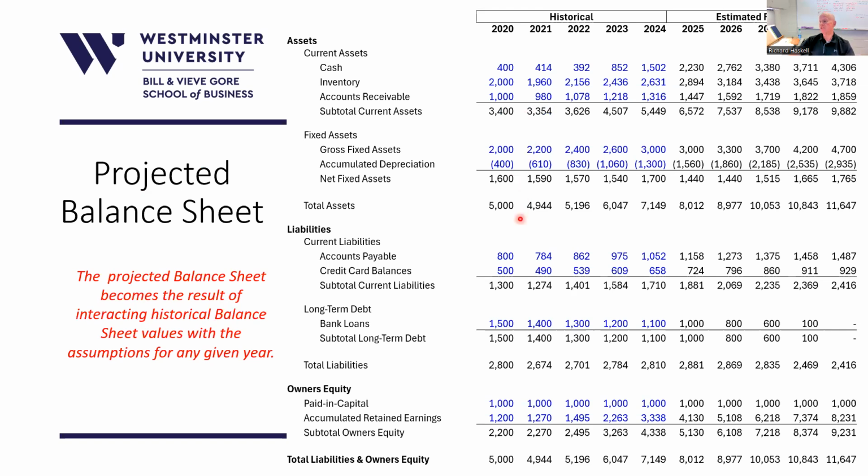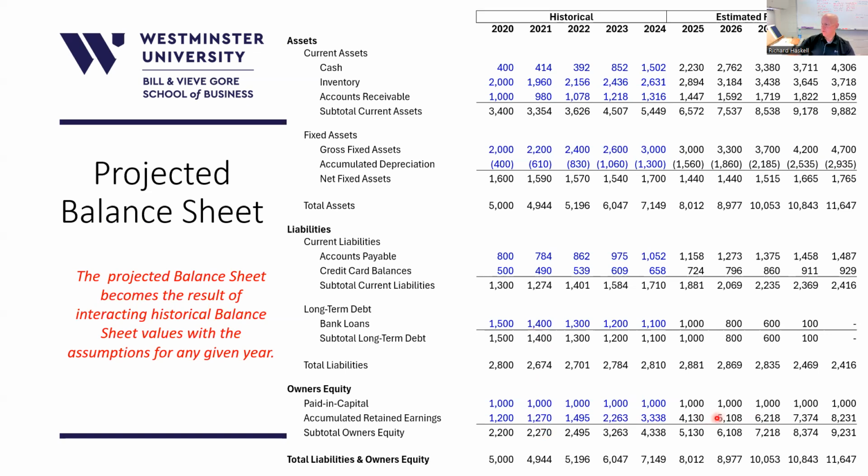So when we look at the assumptions table again, we're going to be looking at some assumption for inventory, accounts receivable, and gross fixed assets and depreciation. We'll look at assumptions for accounts payable and credit cards, but we won't have any assumptions for subtotals. We won't have any assumptions for totals. We won't have any assumptions for accumulated retained earnings, because those are all subtotals.